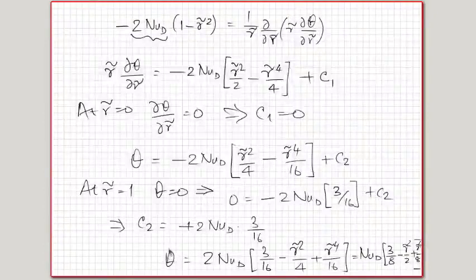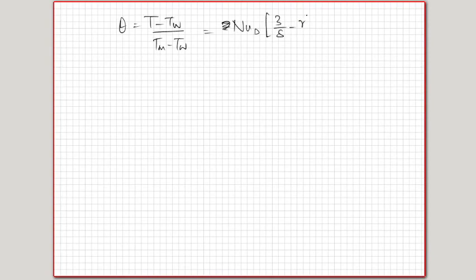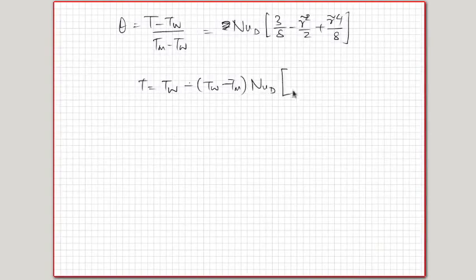Once I have got this, then I can write the expression for temperature. Theta is T minus T wall divided by T mean minus T wall, and that is equal to NUD into 3 by 8 minus r tilde squared by 2 plus r tilde to the power of 4 by 8, and therefore I can write T is equal to T wall plus, or T wall minus, Tm into NUD into 3 by 8 minus r tilde squared by 2 plus r tilde to the power of 4 by 8.